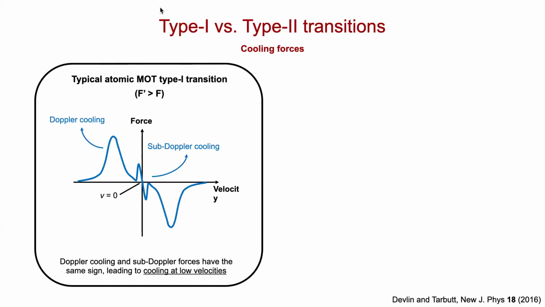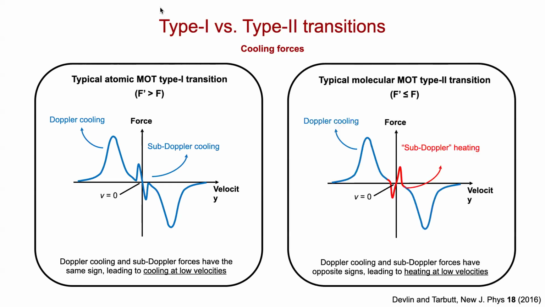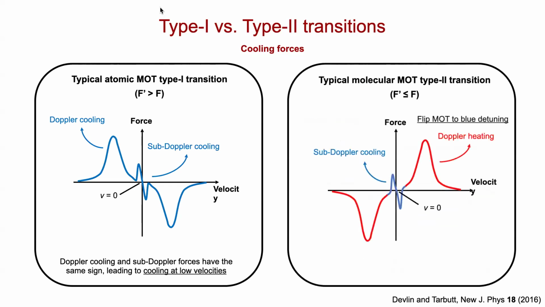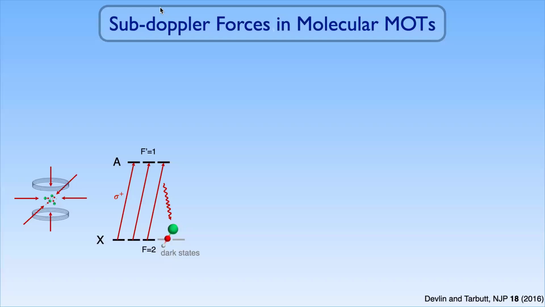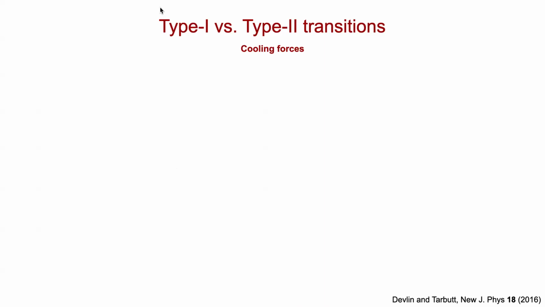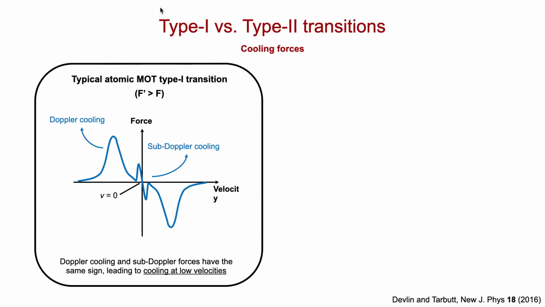Let me say quickly about type 1 versus type 2 transitions. Type 2 transitions are what we use for molecules. We have to do that because we need rotational closure. Let me show you the diagram. Here's a type 2 transition: fewer angular momentum states in the excited state than the ground state. That leads to dark states, but it allows us to get rotational closure, and this was first pointed out by Doyle and collaborators some time ago and was one of the things that sparked laser cooling of molecules.